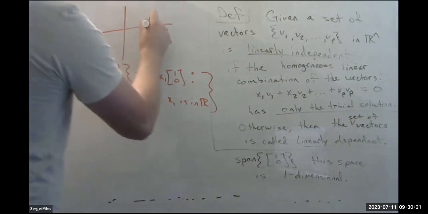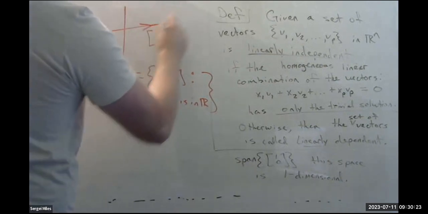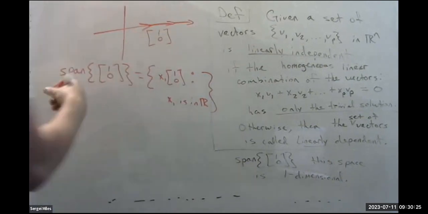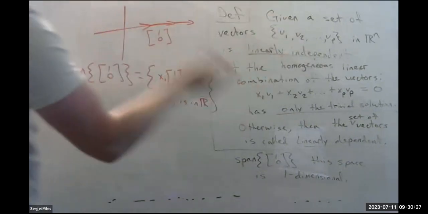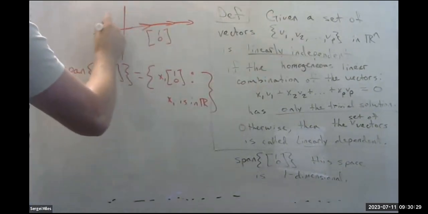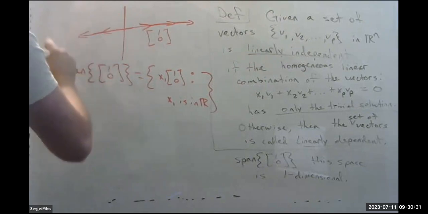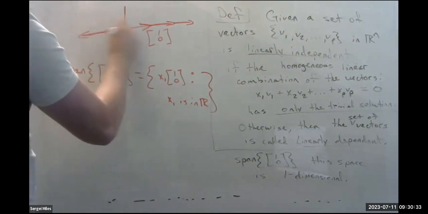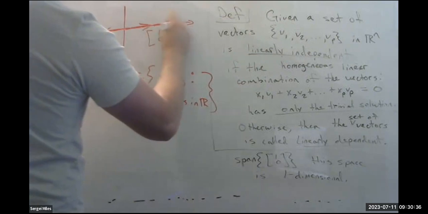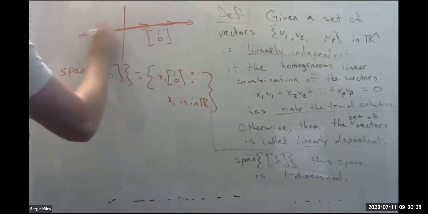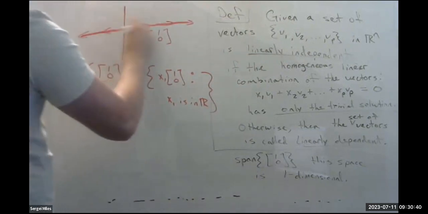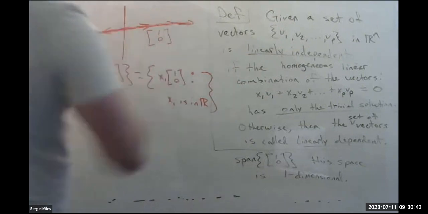Well, I could double it, so I could go over here. I could triple it. I could go further down here. I can go anywhere in this positive direction. I can also go in the negative direction, or more in the negative direction, and so on. I can travel anywhere on this x-axis. In other words, I can travel anywhere on this line.